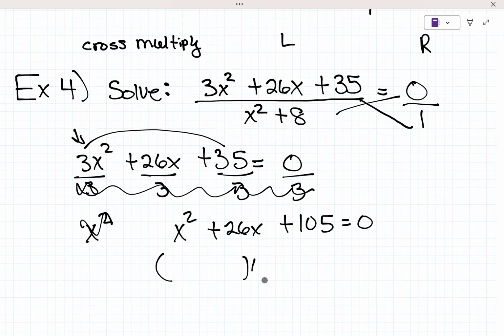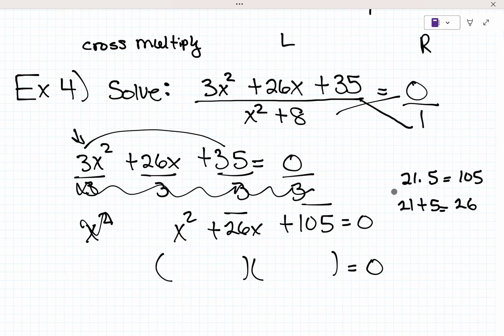And then factor this out. So what two numbers multiply to 105 and when added give 26? Let me try 21 times 5. What is 21 times 5? 105. What is 21 plus 5? 26. So bingo, that works, right? So it's going to be x plus 21, and then positive 5.